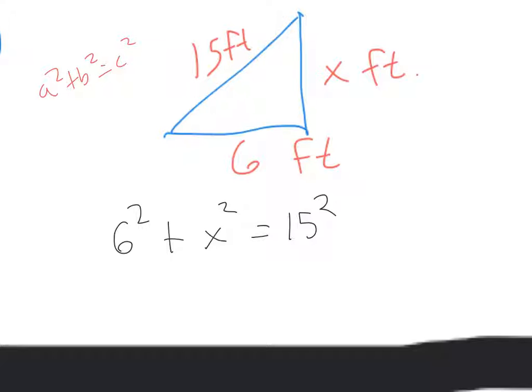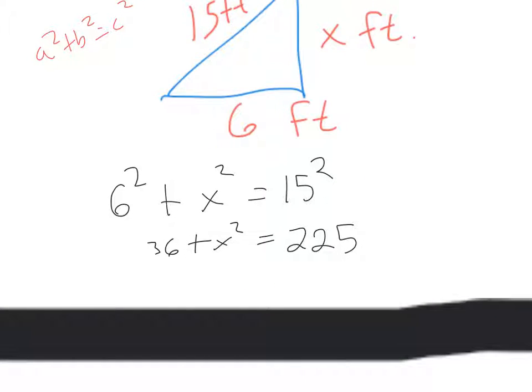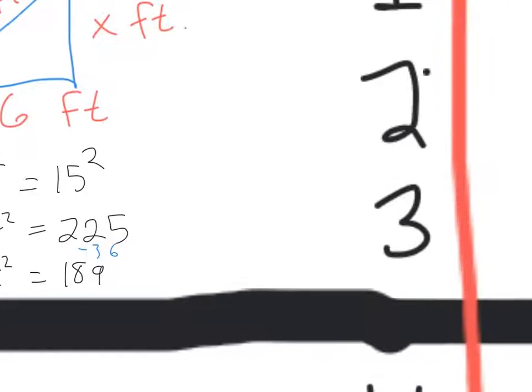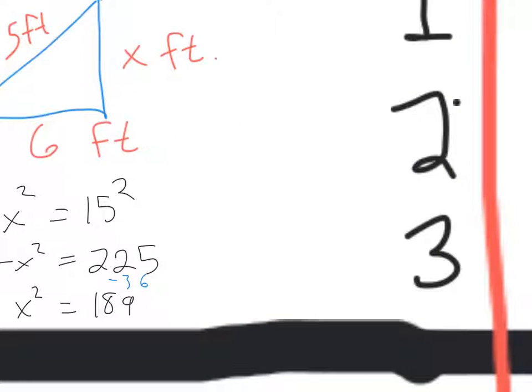Some math gets us to 36 plus x squared equals 225. We can subtract 36 from both sides, and you get x squared equals 189. Just to be clear, all I did was subtract 36 from this side, subtract 36 from this side. And now you've got, I'll rewrite it again, x squared equals 189.